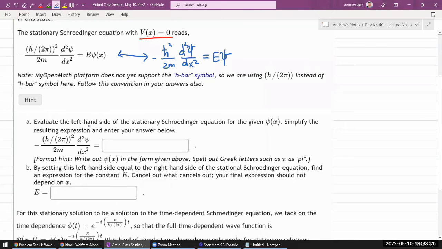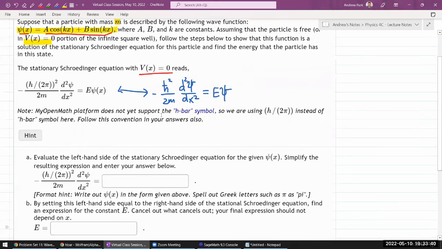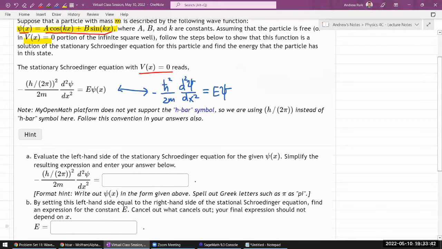It says evaluate the left-hand side of the stationary Schrodinger equation for the given psi, simplify the resulting expression, and enter your answer below. You know, let me use SageMath to do this. It's kind of fun to do it.